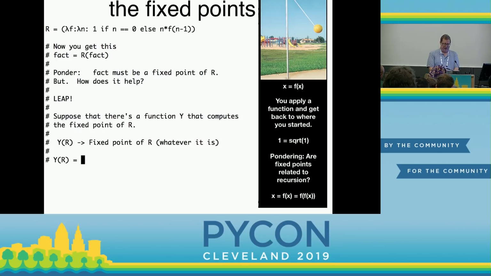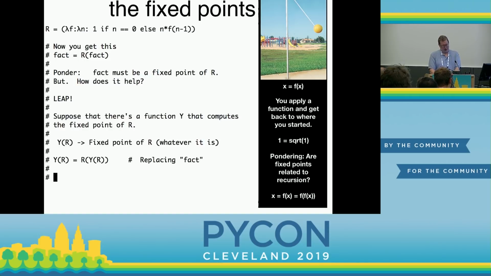You could say Y of R is equal to R of Y of R. All I'm doing there is replacing fact. If fact is a fixed point of R, then I should be able to say Y of R equals R of Y of R. So you could do that. It's still not clear how in the world that would help you now, because it's like, okay, great, you have Y of R is equal to R of Y of R.